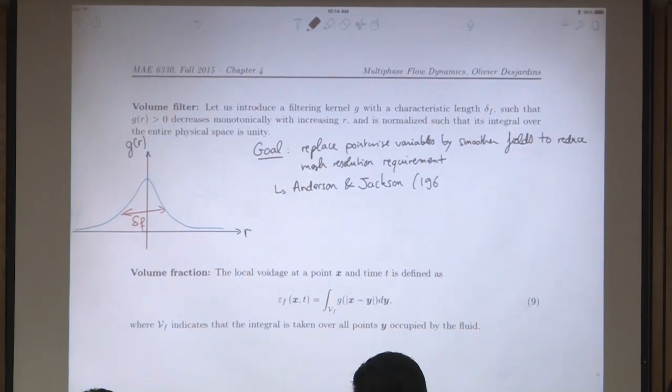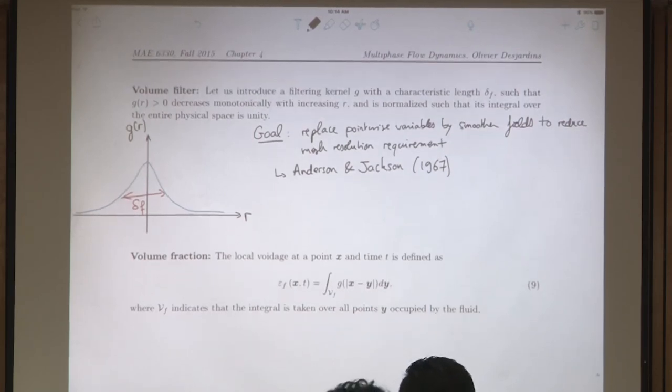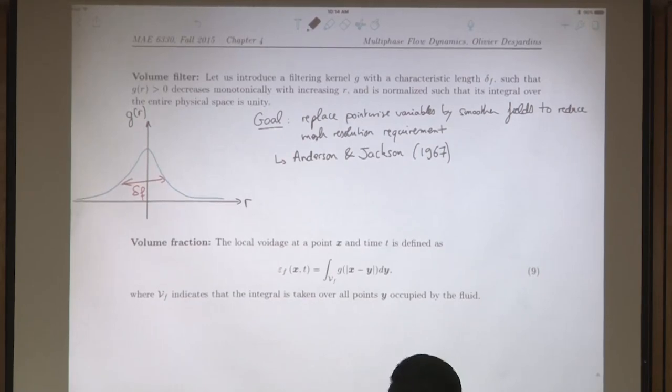back in 1967, first derived a set of equations that were filtered. They did that with a number of assumptions, and more importantly, they did that from a theoretical standpoint. They arrived at a set of equations, and they said, well, it would be nice to look at what type of models would need to be used. It would be nice to see if this works. But as far as I know, this type of approach has not been used directly.